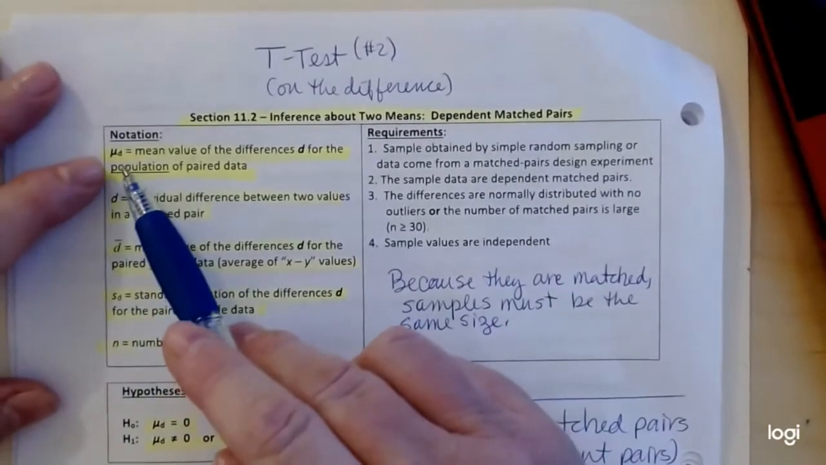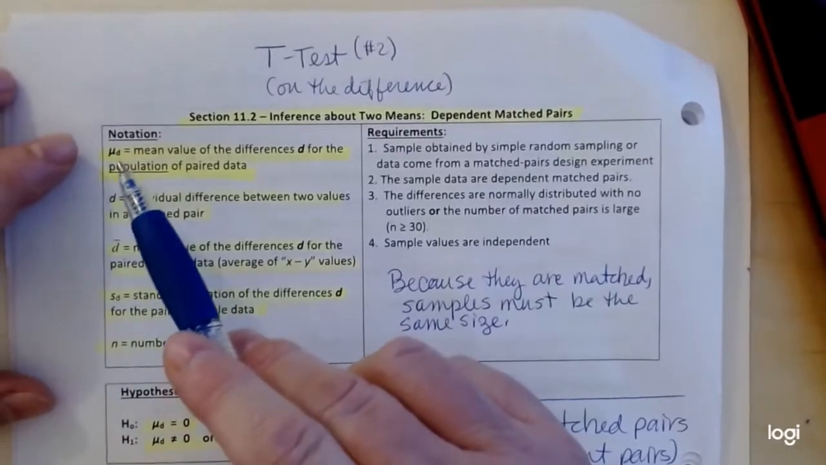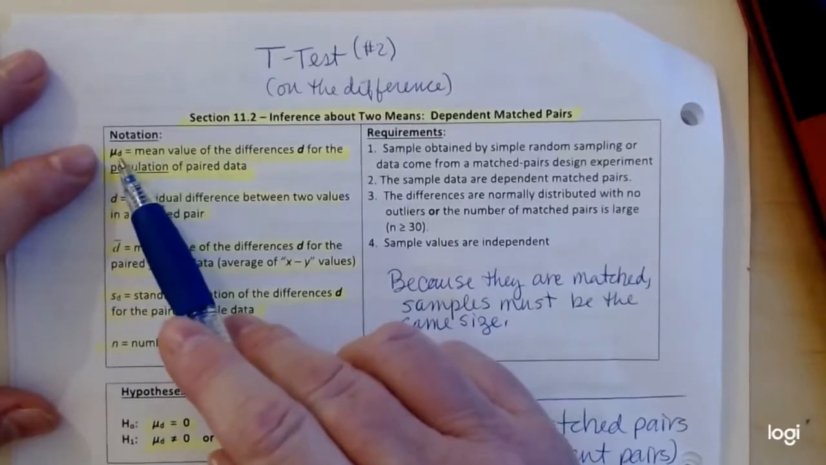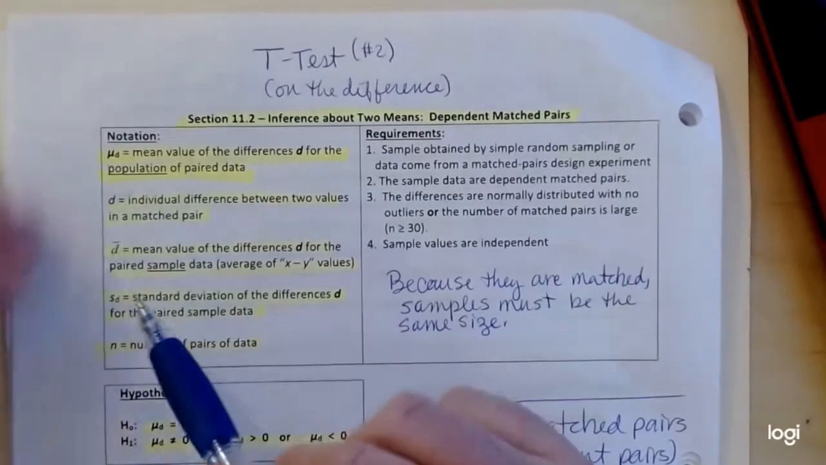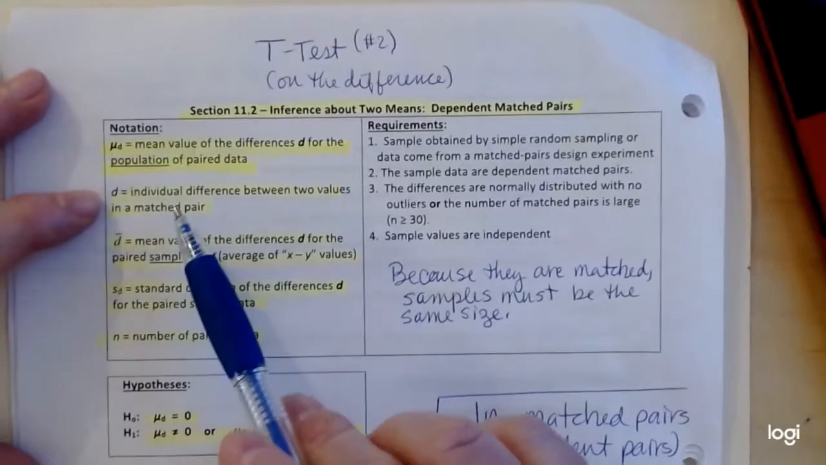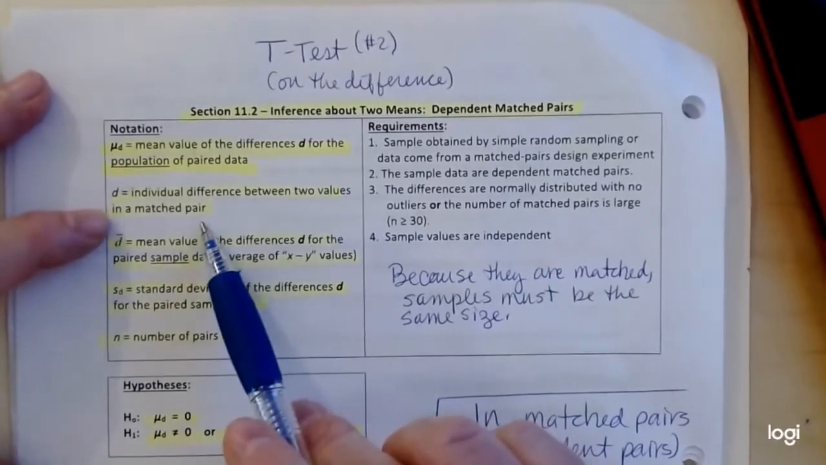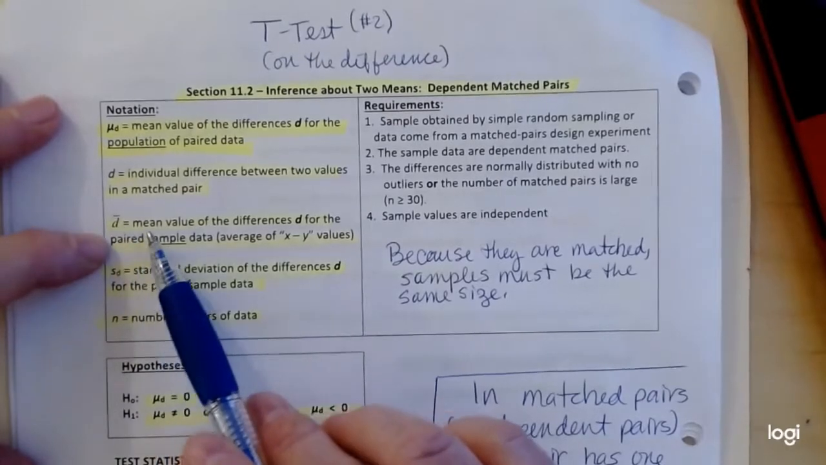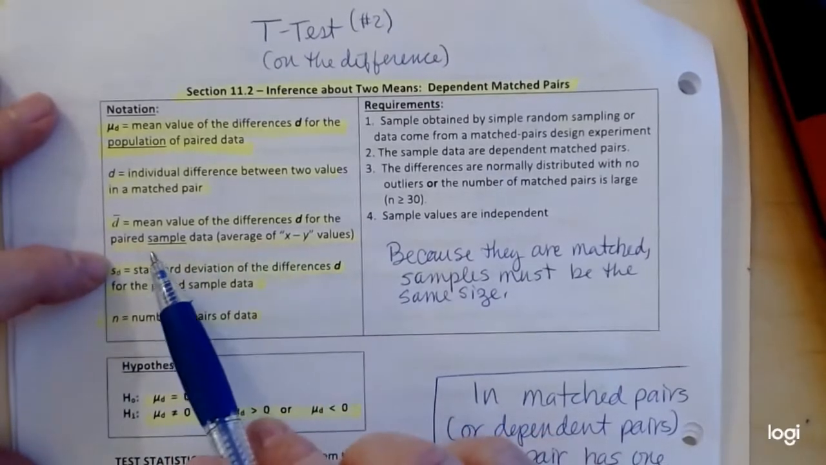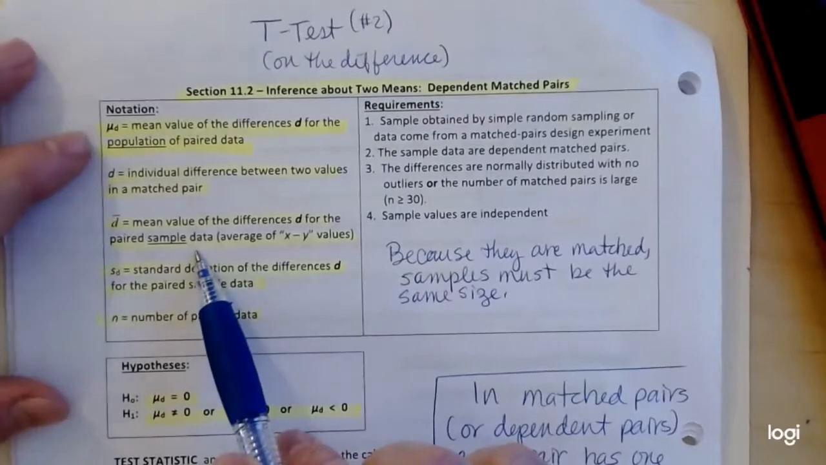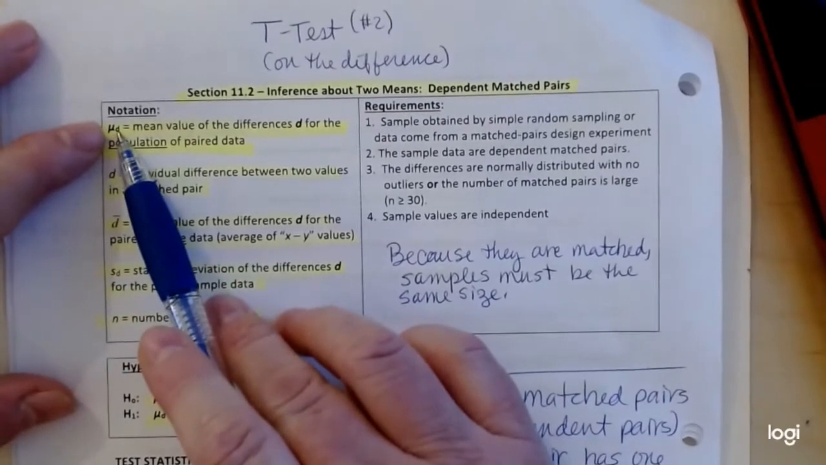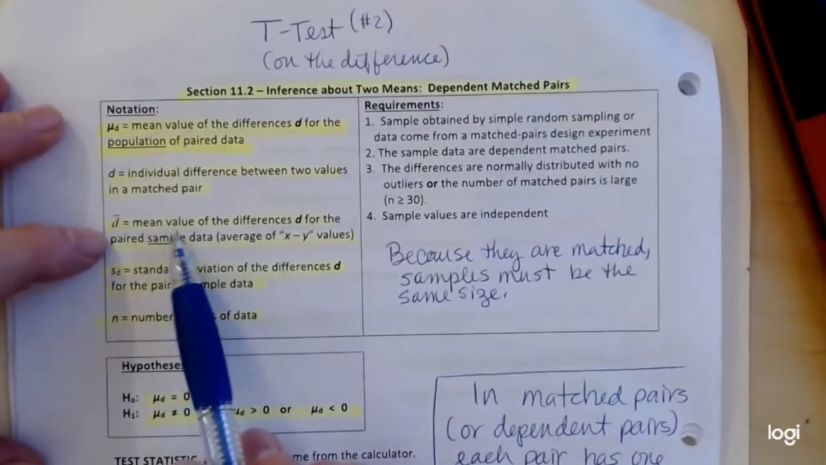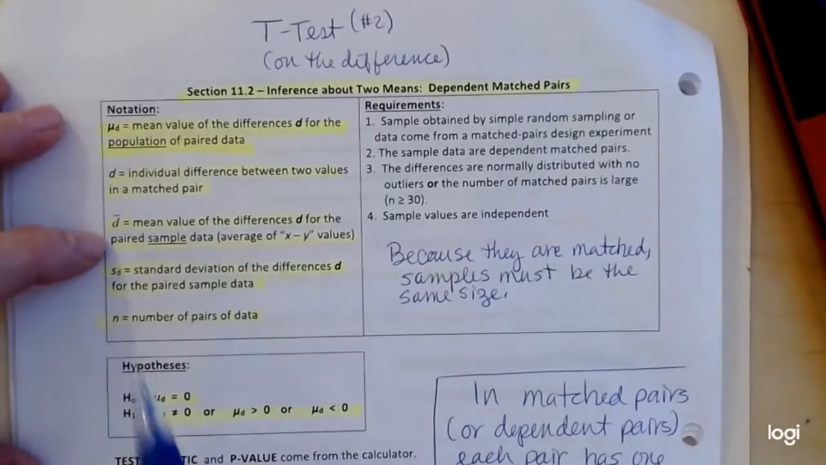And each pair generates one measurement that is the difference between them, and we're looking for the mean difference of all of the pairs. d is the individual difference between two values in a matched pair. d bar is the mean value of the differences for the sample data. So mu sub d is for the whole population, the mean difference. And d bar is the mean difference in the sample.